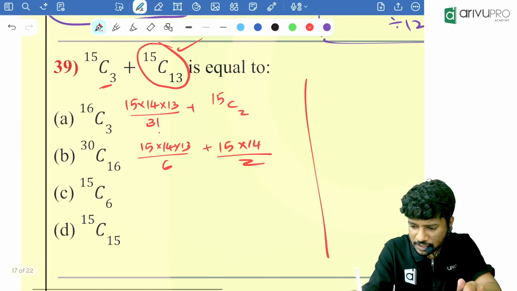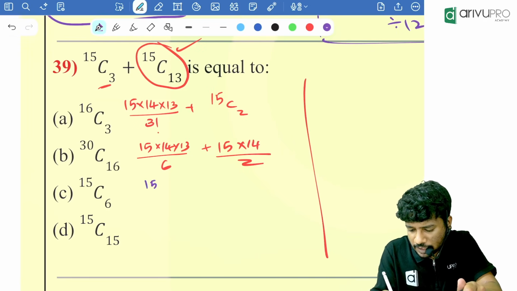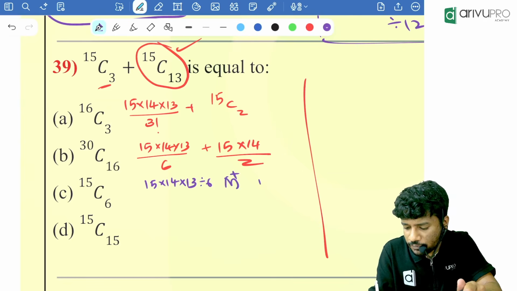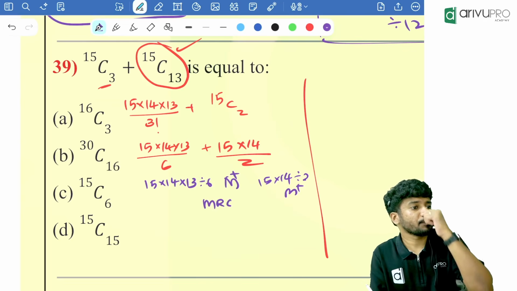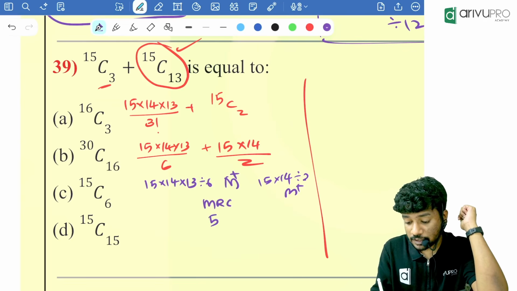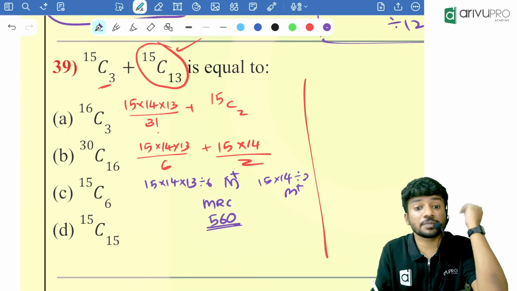Then use the calculator. Use memory calculation, everyone. How to do it on the calculator? 15 into 14 into 13 divided by 6, M plus, then 15 into 14 divided by 2, M plus, MRC. How much are you getting? 560.